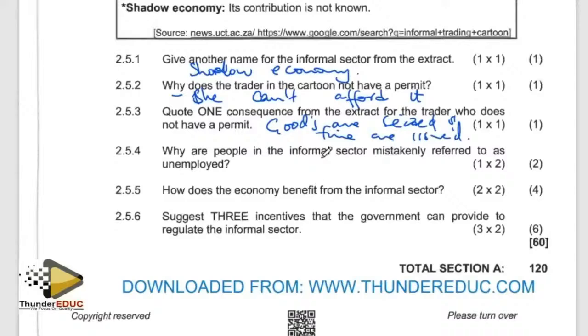Okay, goods are seized, and fines are issued.